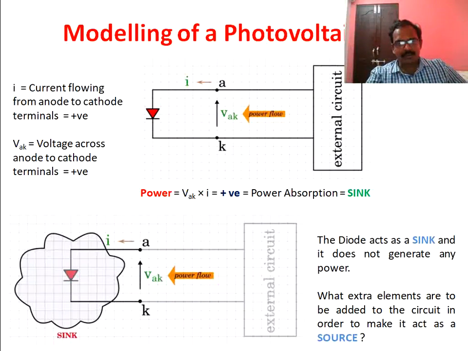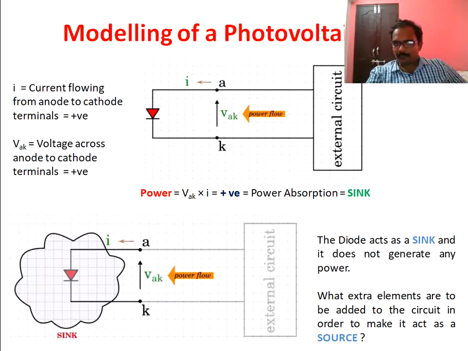Therefore power is what? Voltage times current. What is the voltage across the diode? VAK. And what is the current flowing through the diode? I. Both are positive, and therefore positive current, positive power. Whenever the power is positive, it is nothing but power absorption, and it acts as a sink or a passive element. The diode acts as a sink and it does not generate any power.